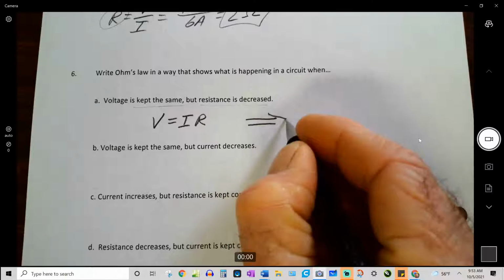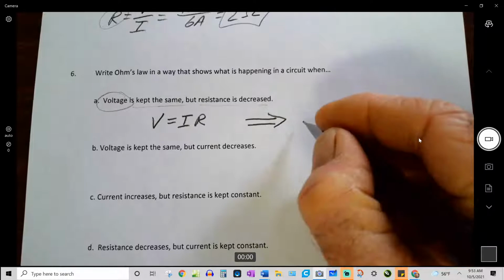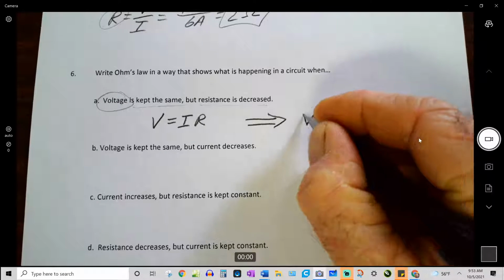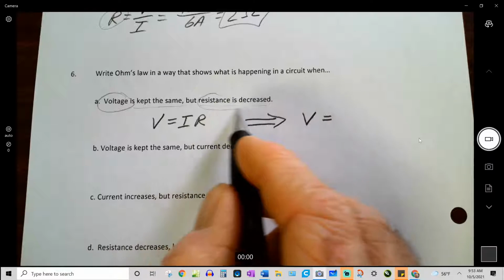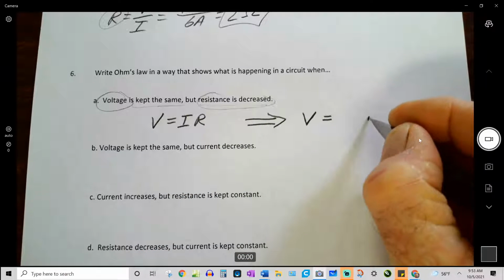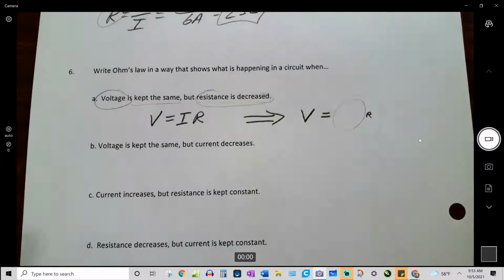And the change that's going to happen is I'm going to have the same voltage, so I want to keep my V the same size, and I want to decrease resistance. So I'm going to make a little tiny R there. And really the question is, what's going to happen to I?